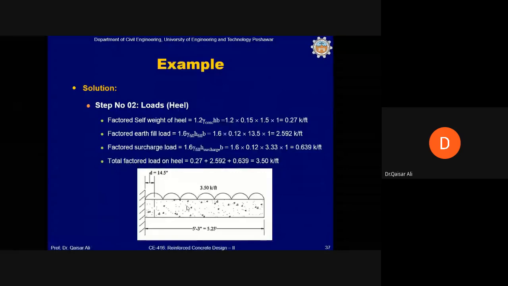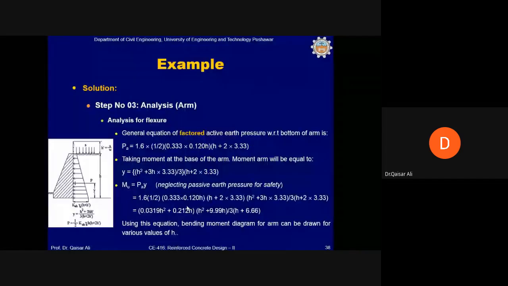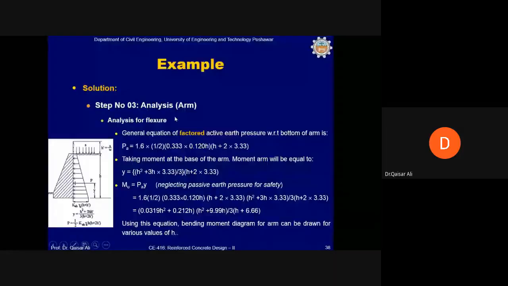Now, the loads on the arm can be calculated very easily. You know that PA is the resultant force. If you want to write down PA in terms of H, which is the height of the backfill, we can do so very easily in this form. For any value of H, we can very easily calculate PA. And Y can also be written in terms of H. Then the ultimate bending moment can be written in the form of H. And for every value of H, bending moment diagram can be calculated.